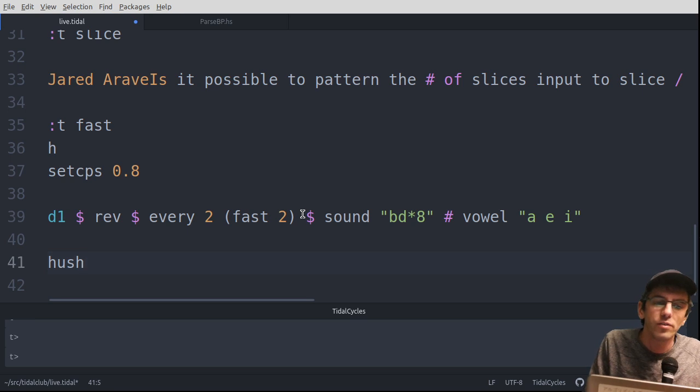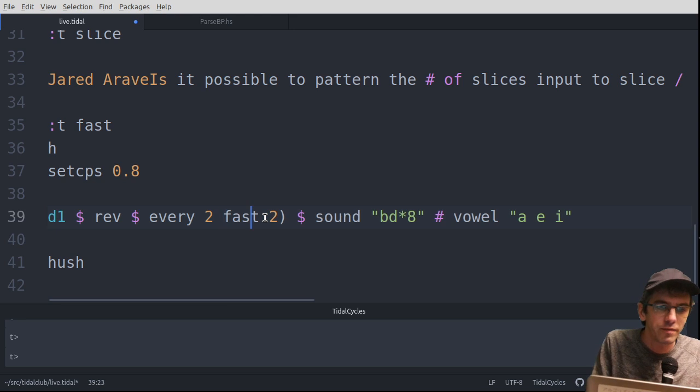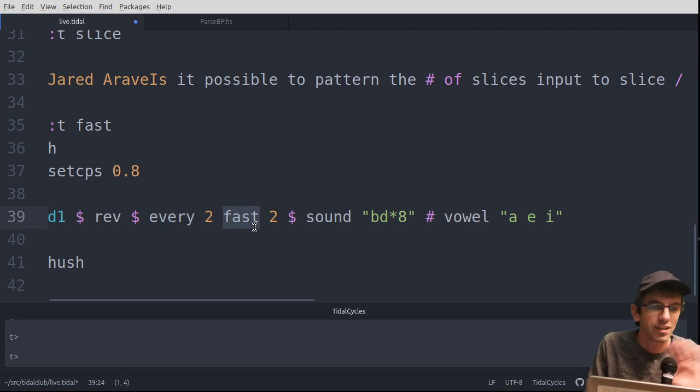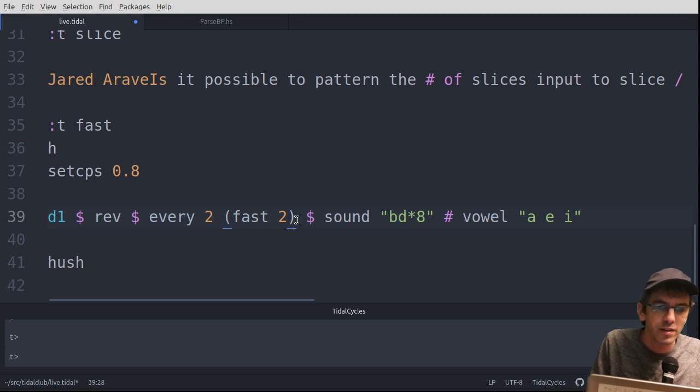So here I had to use a parenthesis because every 2 wants a function, a transformation to apply to this every second cycle. And if I'd have just put fast 2, then it would look, and the first thing it would see was fast on its own. That's not a complete transformation. It needs to know how fast to make it. So you have to give fast its 2 before it's passed to every. And then also the same with the pattern that needs to be worked out before it's passed to every as well. So that's why that's there.